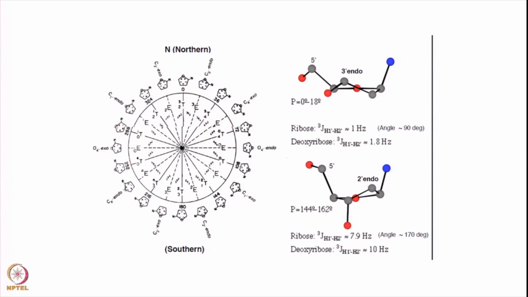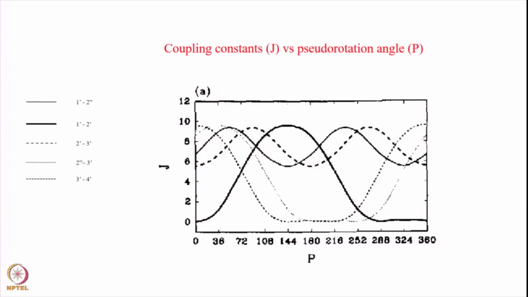Now how do we characterize these sugar rings? What are our observables? The observables are the coupling constants, indicated here. Now the coupling constants depend on the sugar geometry. How many coupling constants are there? We have 1 prime to 2 double prime, then 1 prime to 2 prime, 2 prime to 3 prime, 2 double prime to 3 prime, and 3 prime to 4 prime. So we have 5 different coupling constants which can be used to characterize the sugar ring.